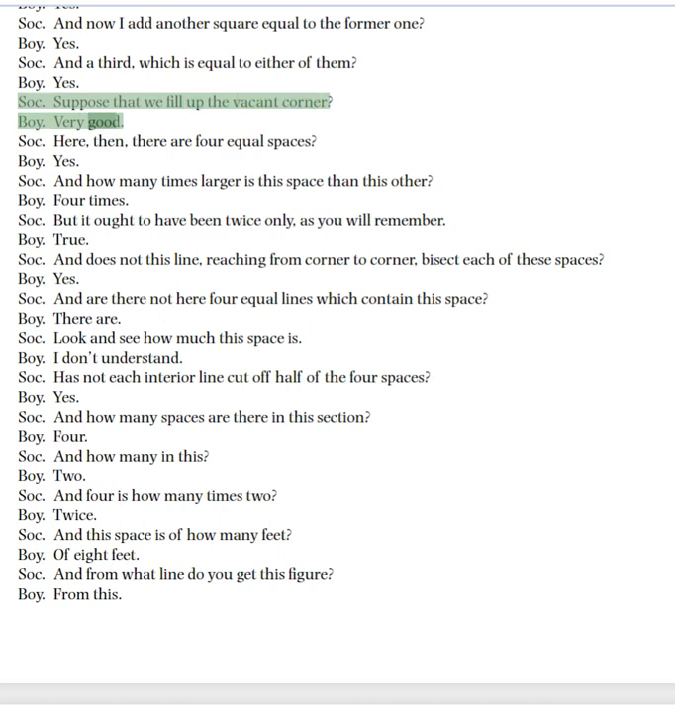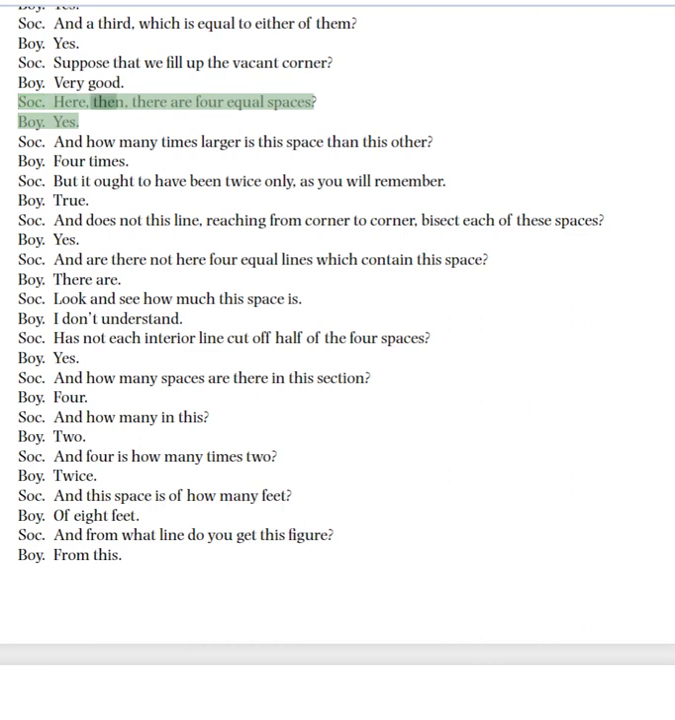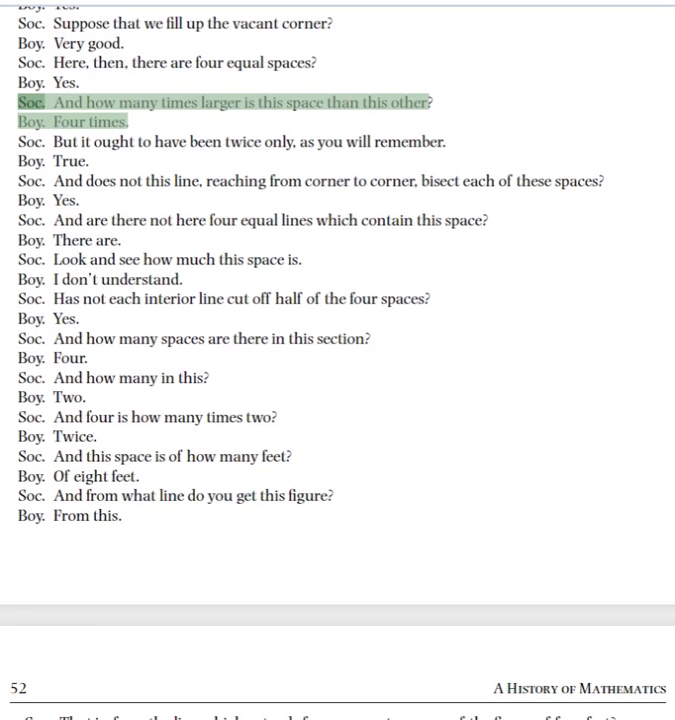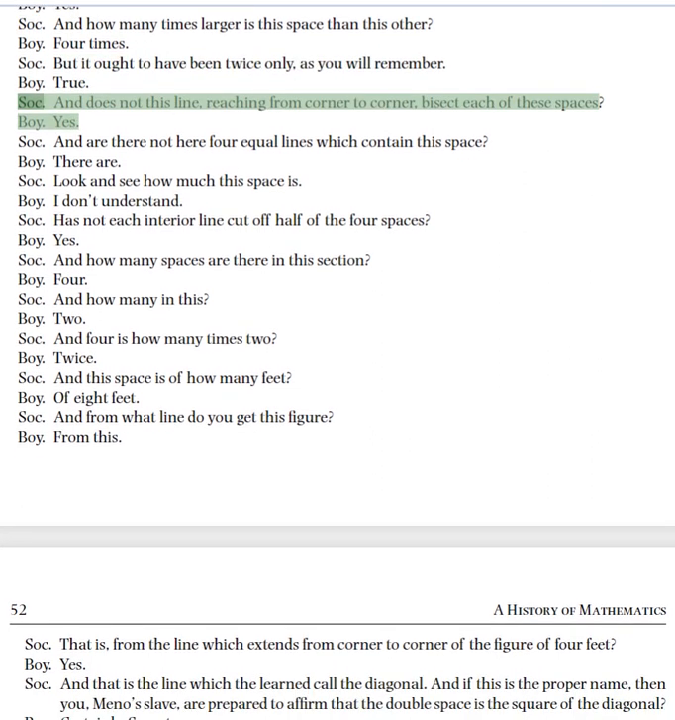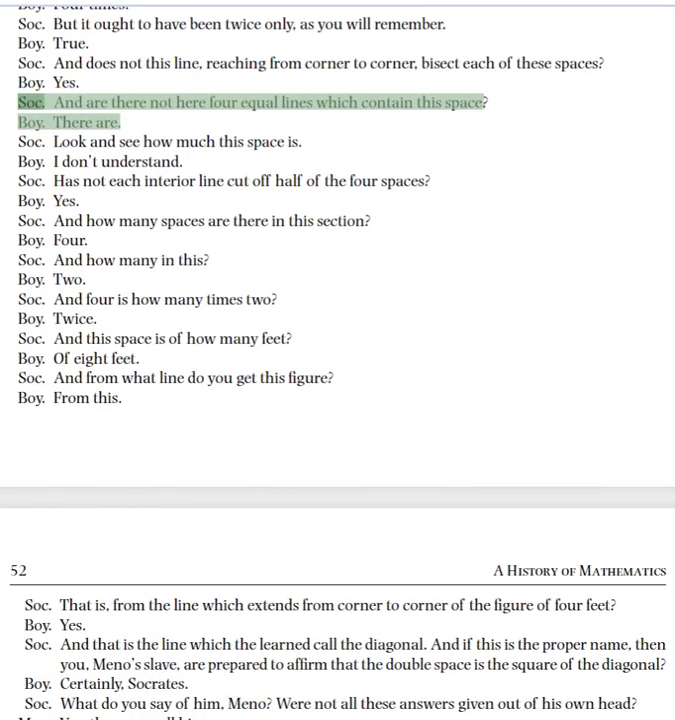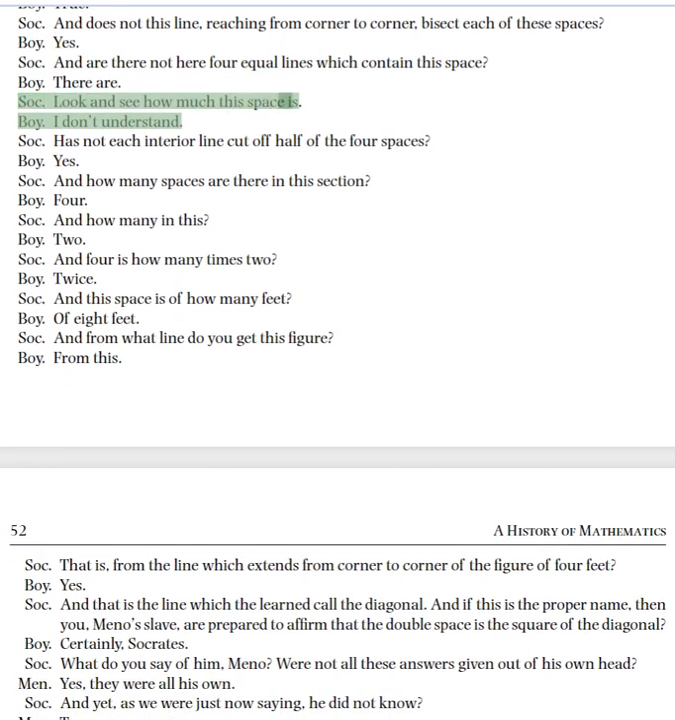SOC. Suppose that we fill up the vacant corner? Boy. Very good. SOC. Here, then, there are 4 equal spaces? Boy. Yes. SOC. And how many times larger is this space than this other? Boy. 4 times. SOC. But it ought to have been twice only, as you will remember. Boy. True. SOC. And does not this line, reaching from corner to corner, bisect each of these spaces? Boy. Yes. SOC. And are there not here 4 equal lines which contain this space? Boy. There are. SOC. Look and see how much this space is.